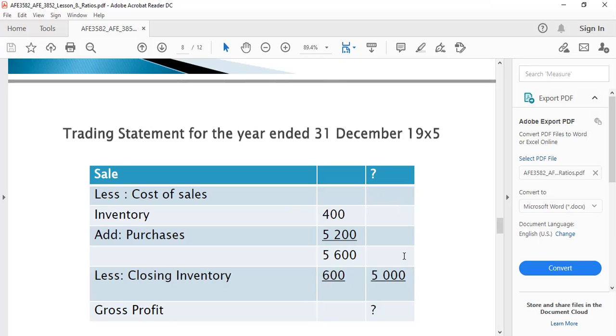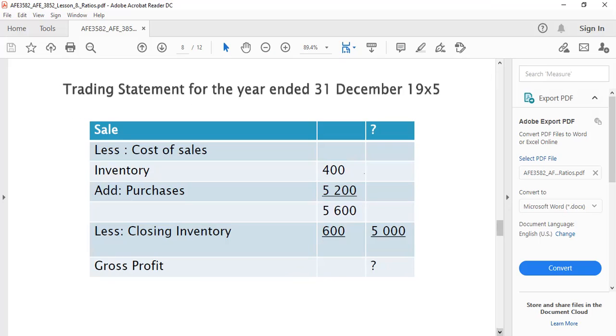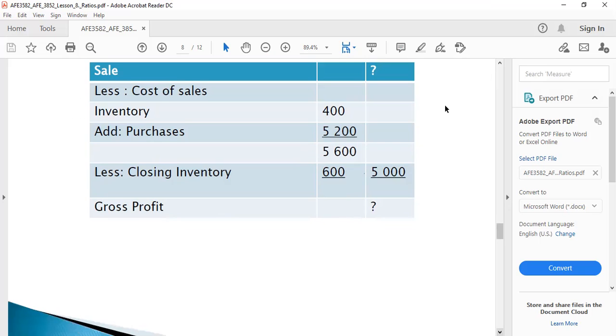So sales equals cost of sales, you add your gross profit. Do you understand? I understand. I think this way of drawing the statement is a bit easier. Or there's this way.